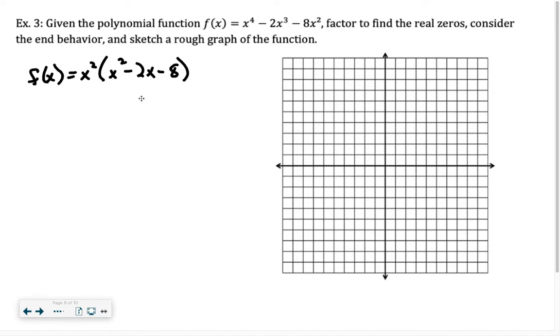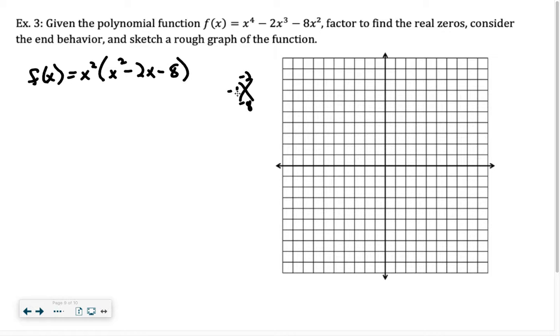So now I want to try to factor this. I'm looking for two numbers that multiply to -8 that add to -2. So those two numbers that multiply to -8 that add to -2 would be 2 and 4.